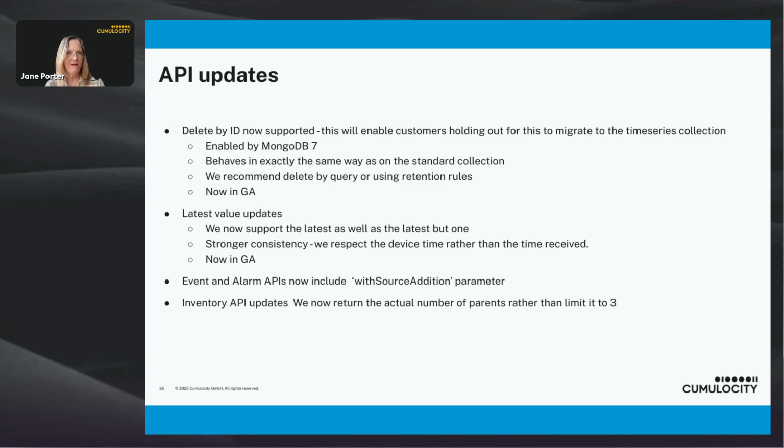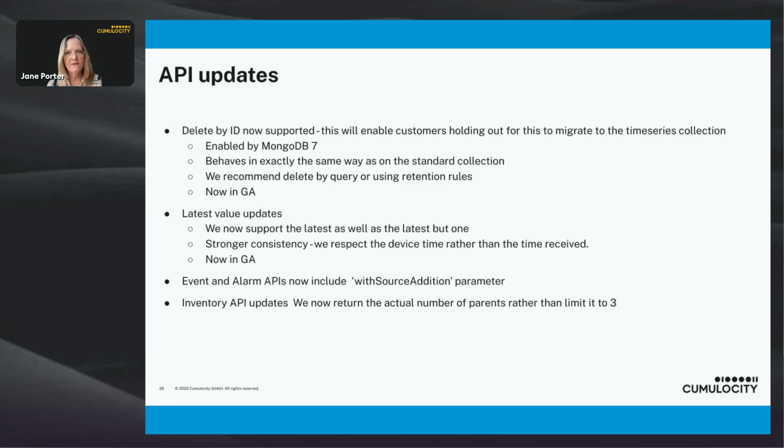Mainly the delivery part of the team has been focused on some API updates. Some of this has been planned for quite a long time, like the delete by ID. For those of you that have been following us, you know that we've now got a time series collection. But some of you were very reliant on delete by ID. Well, that finally got enabled by MongoDB version 7. So we've now re-enabled that API for the time series collection on Cumulocity.